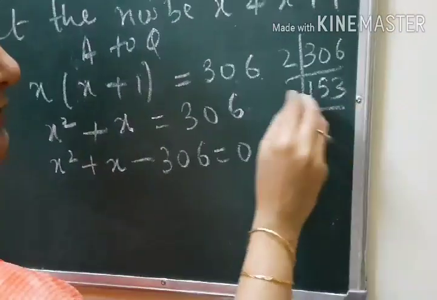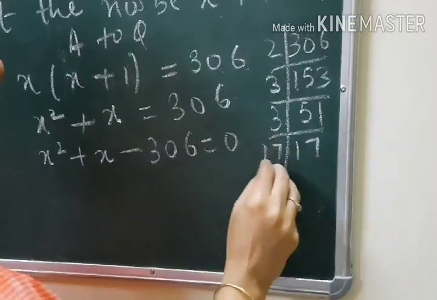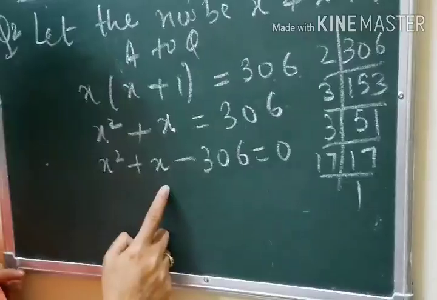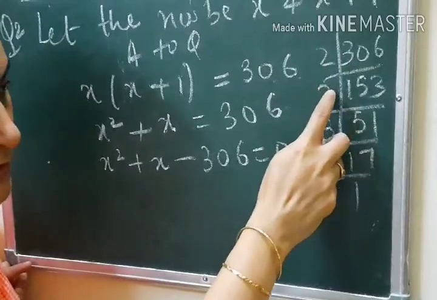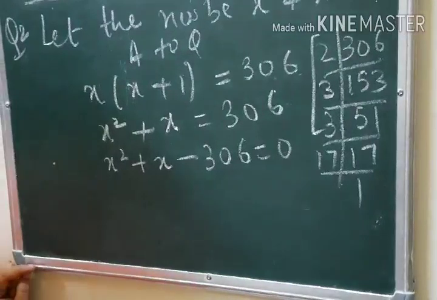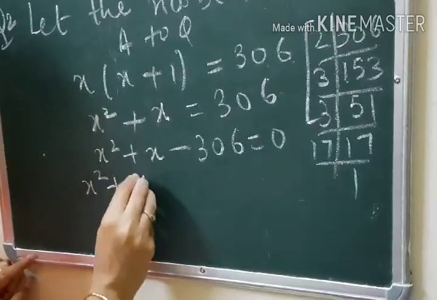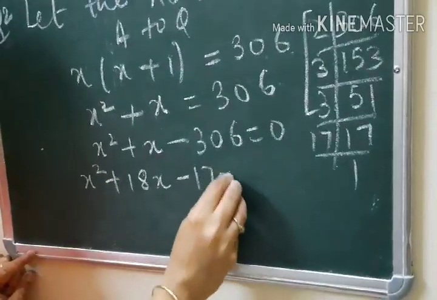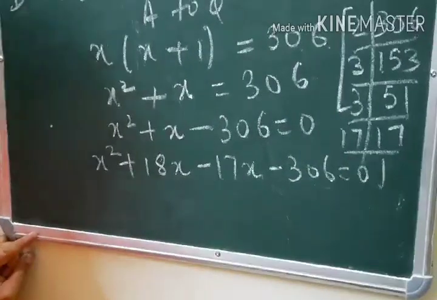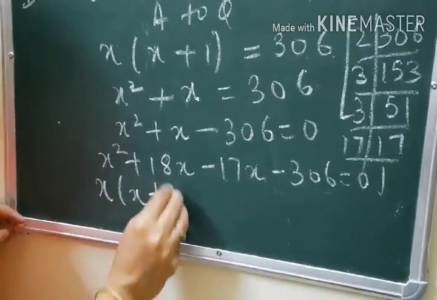306 divided by 2 is 153. Then this term will go by 3, 51. Again by 3, 17. 17 ones are 17. Now we have to make two factors so that the difference should be 1. So just multiply 2 3s are 6, 6 3s are 18. I am taking one factor as 18 and another factor as 17. 18 minus 17 is 1. So we'll write x square plus 18x minus 17x minus 306 is equal to 0. Now solve, x into what is common, x, and we will be left with x plus 18.